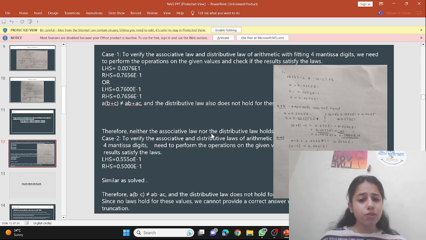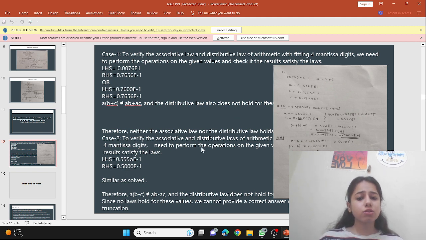Therefore, neither the associative law nor the distributive law holds. As we can see here, a, b and c values are given, and the distributive law and associative law do not hold for this case.